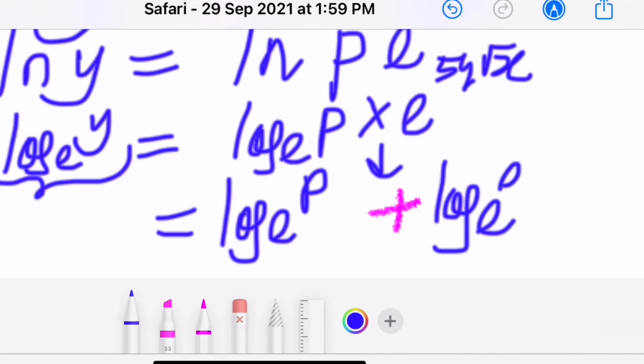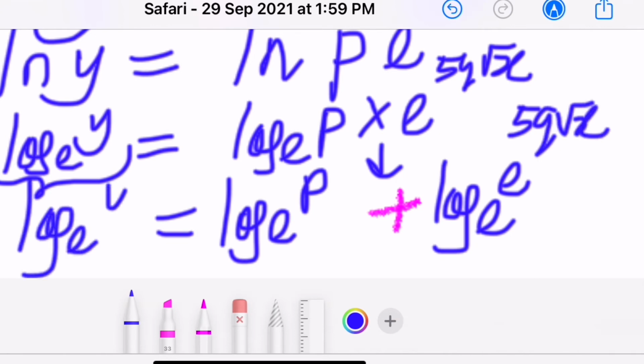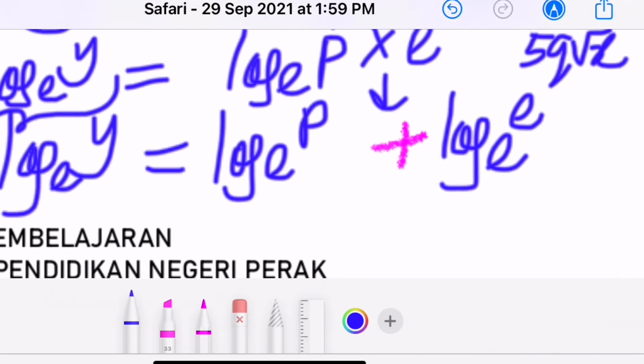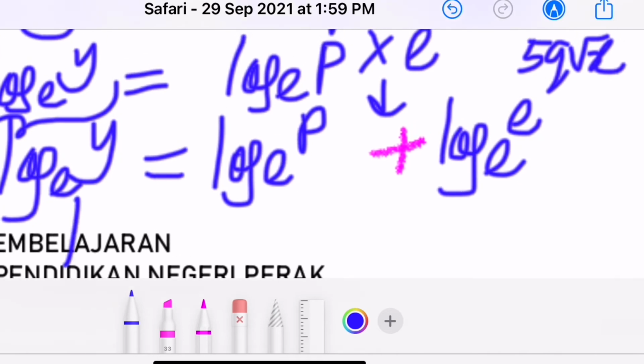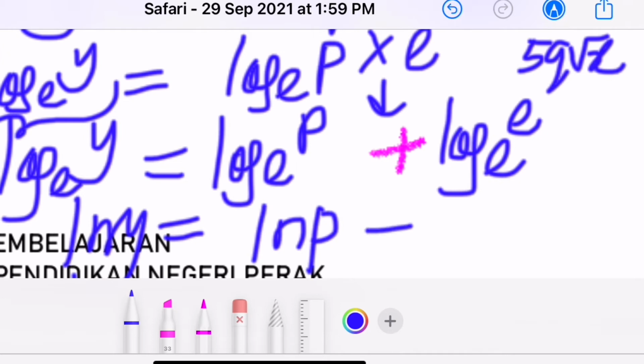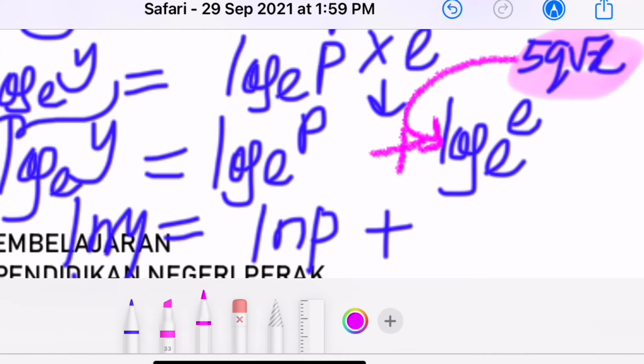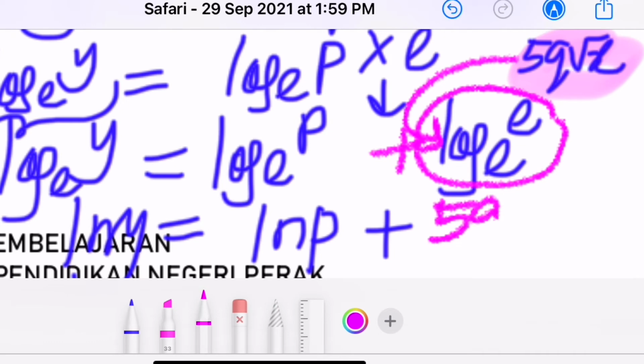Here is e to the power x, right? So instead of writing log e all the time, sometimes we feel very tired, we just write the short form ln. y equals ln p plus the power. This is the power, right? You must shift it to the front. And what is ln e? It is 1. So we will write x or square root x.